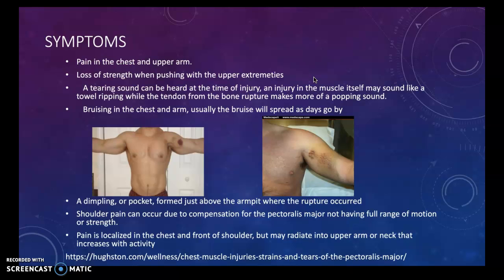Dimpling or a pocket form just above the armpit where the rupture occurred. You can have shoulder pain that can occur due to compensation of the pectoralis major not having full range of motion or strength, and pain is localized in the chest and the front of the shoulder, but may radiate into the upper arm or neck and increases with activity.